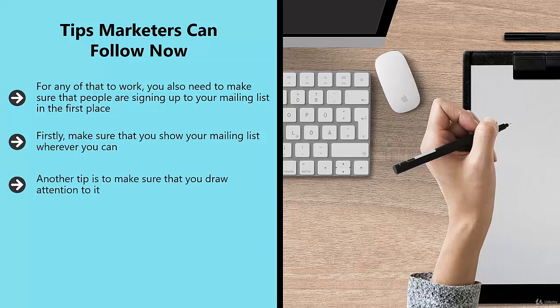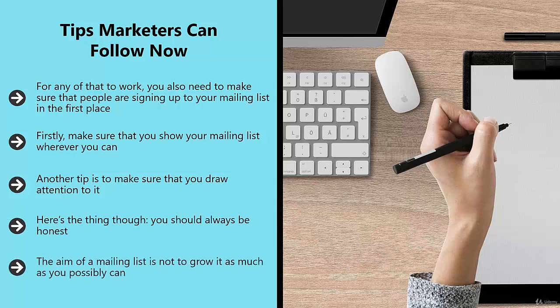Another tip is to make sure that you draw attention to it. A mistake a lot of people make is to create their mailing list and then just hope that people see it. Far more effective is to occasionally tell people about it and to explain in your post why it's a good opportunity and why people should be excited to sign up. Here's the thing, though, you should always be honest. The aim of a mailing list is not to grow it as much as you possibly can. Instead, the aim is to grow it as much as you can with only highly targeted visitors. If your visitors have no interest in what you're offering through your list, then you will just frustrate them and effectively be spamming.